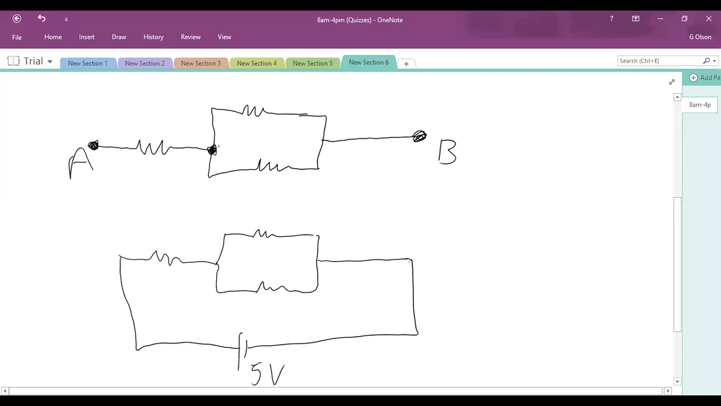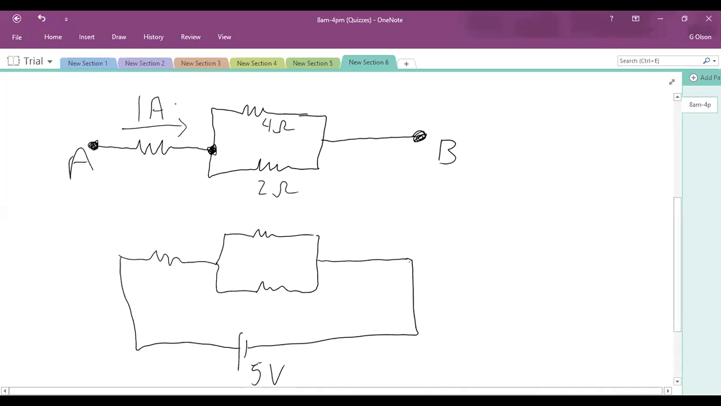You can answer multiple choice questions. Some of them you can answer without calculating. For example, if we're given this situation, and let's say this is 4 ohms, and this is 2 ohms, this is something. But anyway, let's say you solve for the total current, and you get 1 amp.